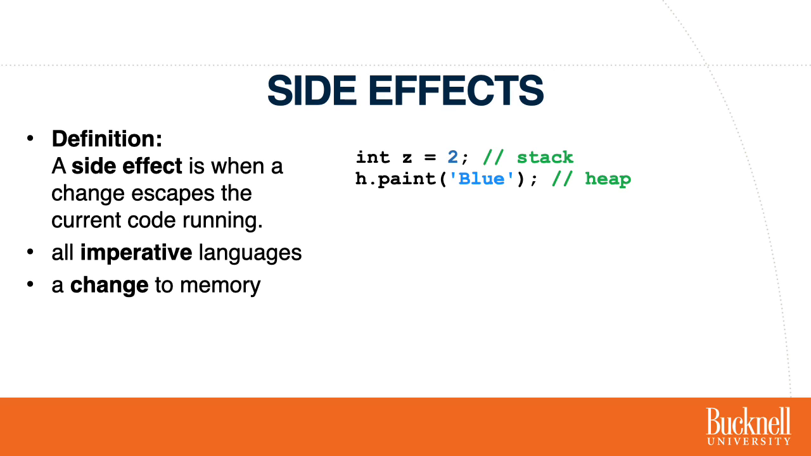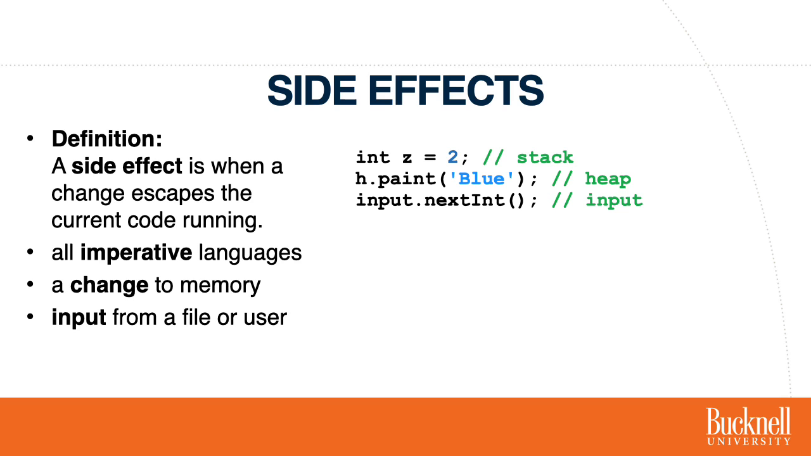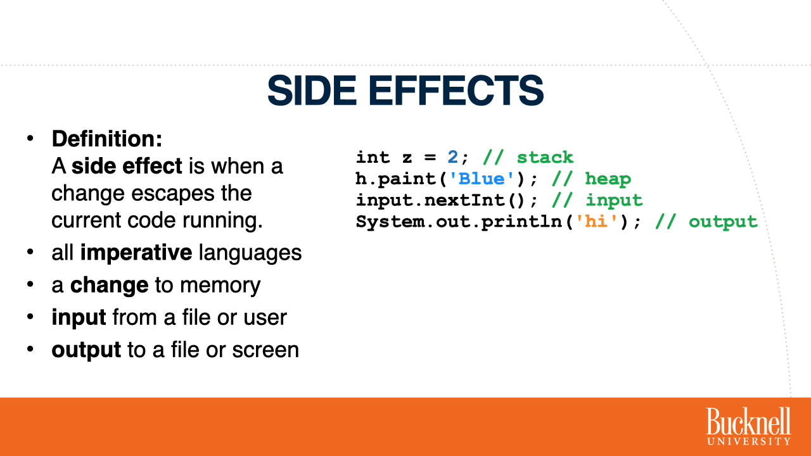Painting a house blue would be modifying the heap. Both of these are examples of side effects. Input from a file or from the user is also a side effect. Outputting to a file or to the screen is also a side effect.